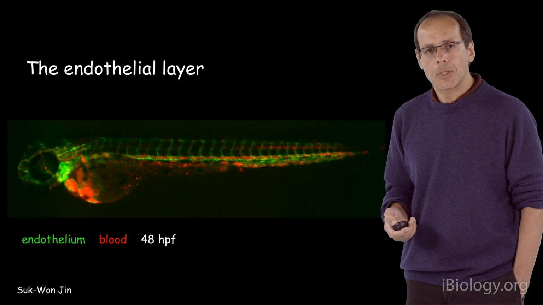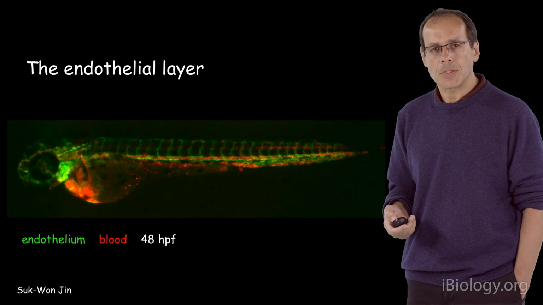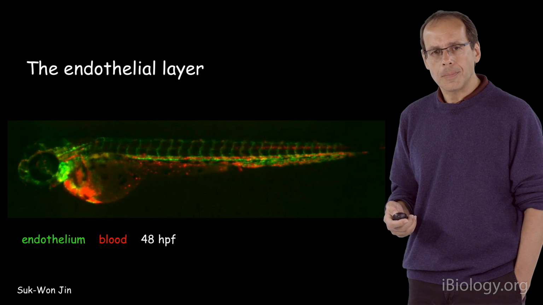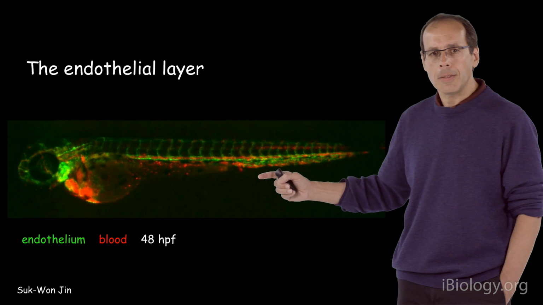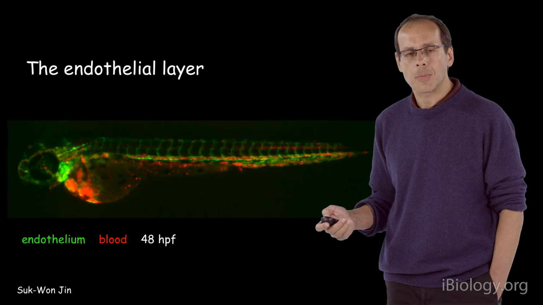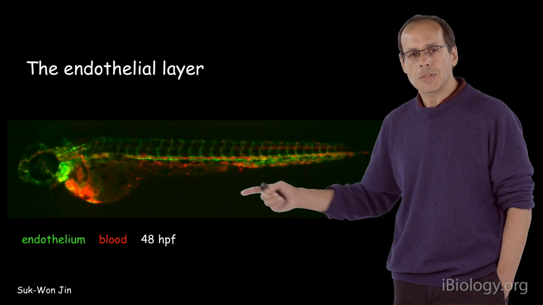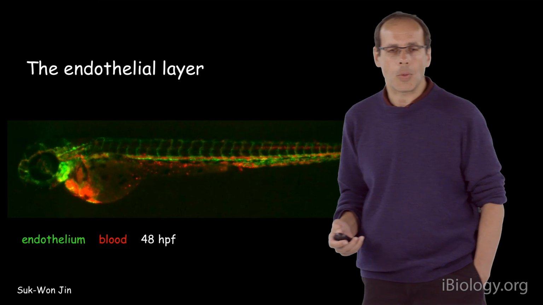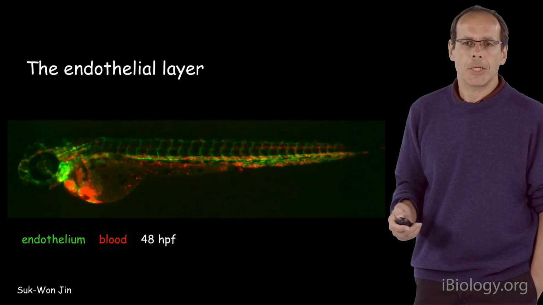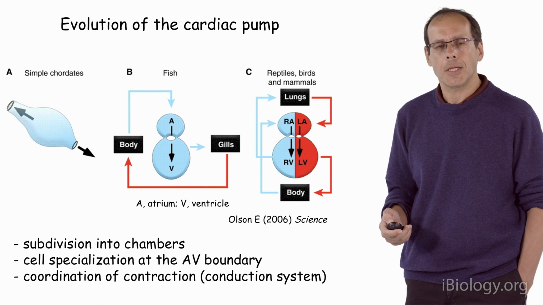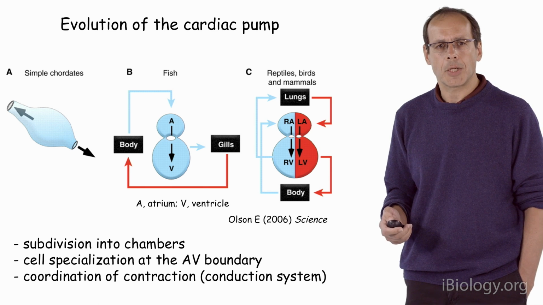So with that, I want to come to the last point of this lecture, which has to do with the endothelial layer. And the endothelial layer is a vertebrate invention, and here we're looking at the endothelium in green, and we're looking throughout the embryo. We're looking at the blood cells moving through the vasculature. These blood cells are labeled in red, and you can see right under the eyes the heart pumping away. And essentially, as I mentioned, the endothelial layer is a vertebrate invention and was key in terms of the evolution of the cardiac pump.